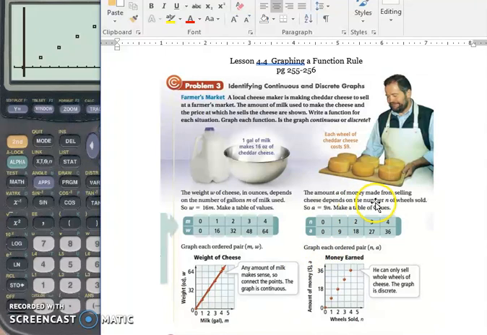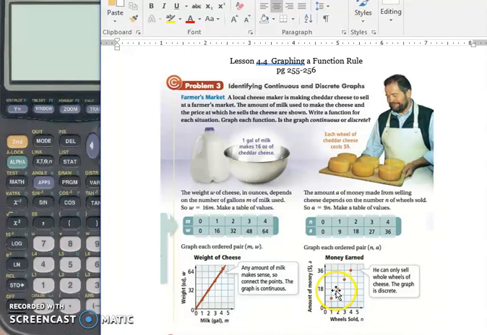For the amount of money, it's telling you that the cheese costs $9. So that means 9 times however many you get to sell is the money you make. So that's just literally 0 times 9, 1 times 9, 2 times 9. Since he only sells wheels, as far as we know, that means if he sells 0, he gets $0. If he sells 1, he gets $9. If he sells 2, he gets $18.